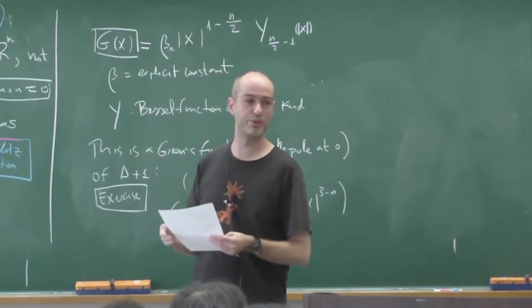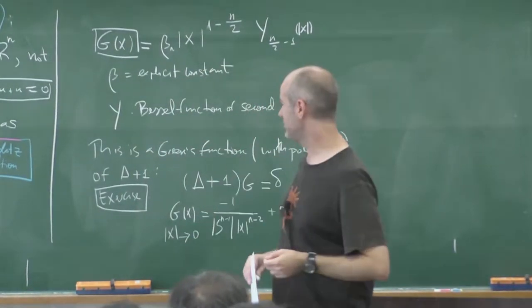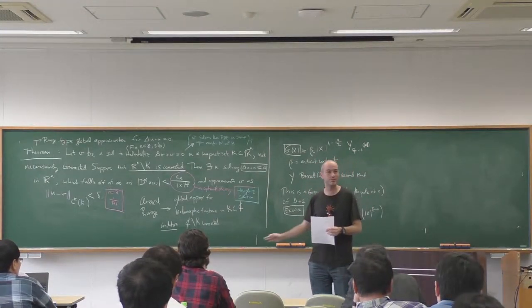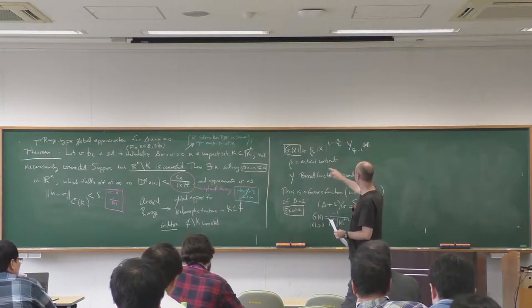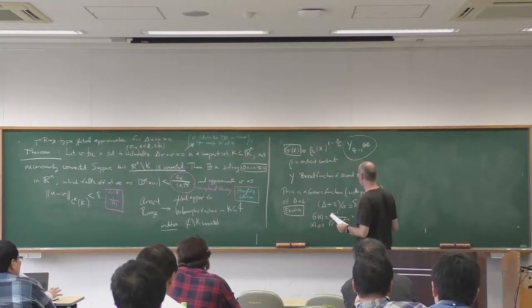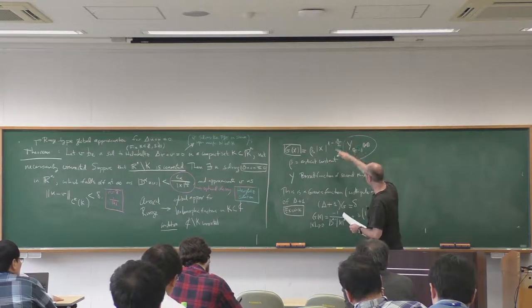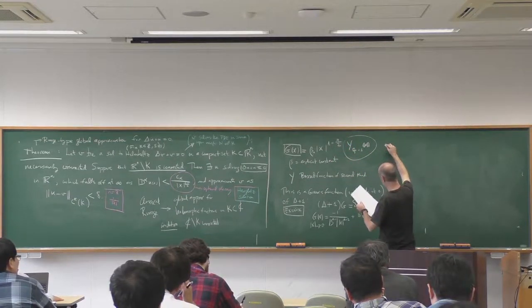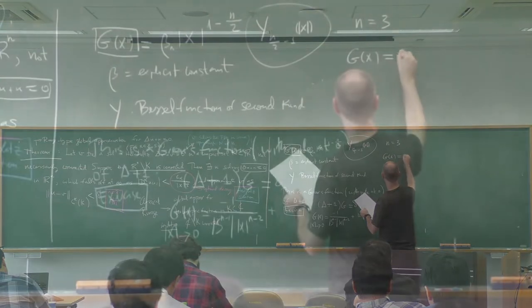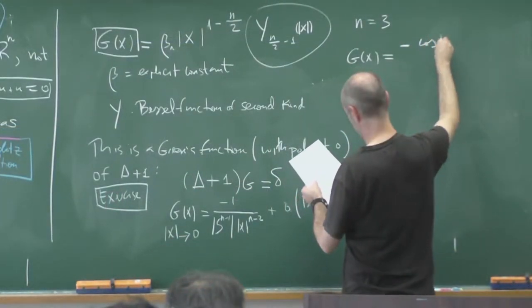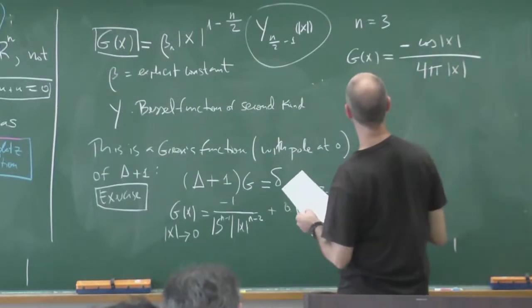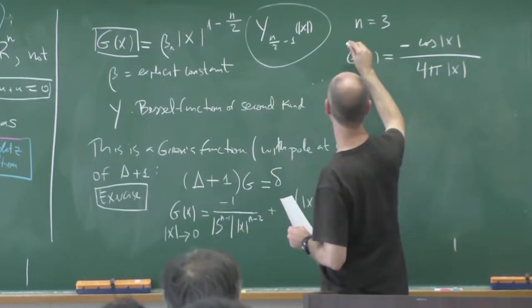So it's just an exercise to work with. You've probably worked in your courses on PDEs with the Green's function for the Laplacian, the standard Green's function. Now you just simply work with this and use properties of this special function, this Bessel function. And for example, just to have in mind what this object looks like, for n equal 3 you can write this explicitly. This is simply minus cosine of |x| over 4 pi |x|. This is for n equal 3.